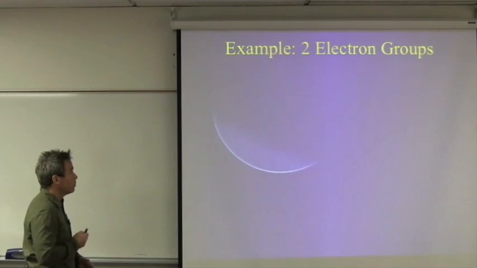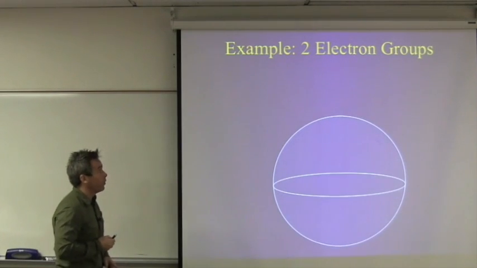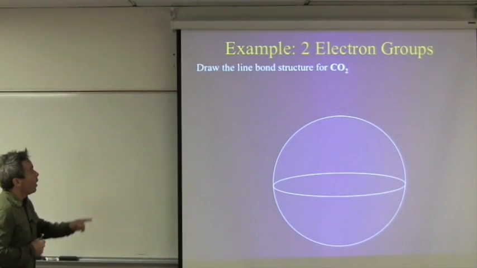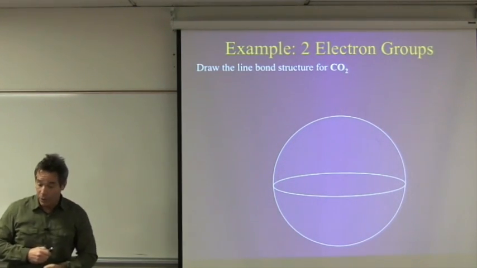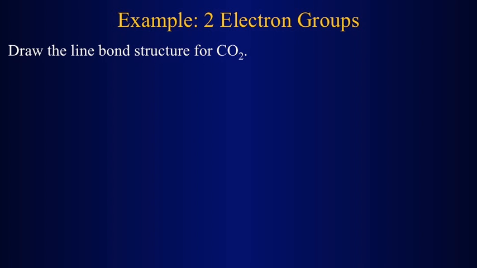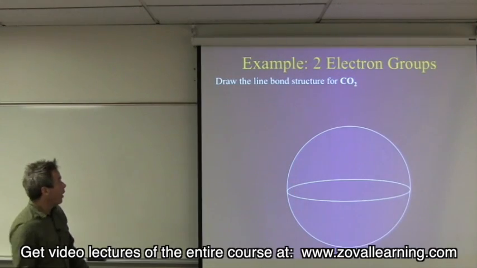Let's see how well your memory is doing. There are two things that make an electron group. What are they? A bonded atom, that's one, and a lone pair. So now we're going to do this with electron groups. Draw the line bond structure for CO2. Let's do this together. A lot of you got it.